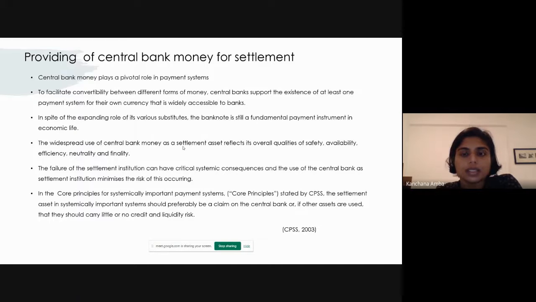And then there are core principles for systems. There are things called systemically important payment systems, right? That are designated. So in Sri Lanka, RTGS and the check clearing system are designated as systemically important payment systems, which means that if something goes wrong in these systems, it will impact the entire system.